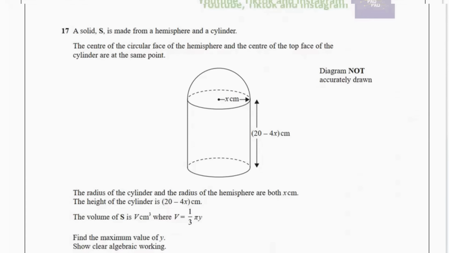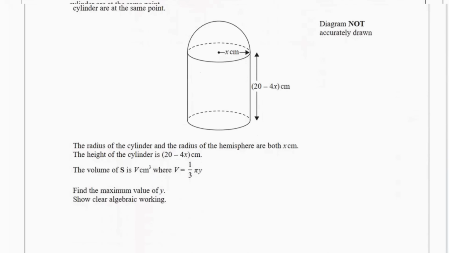So the solid S is made from a hemisphere and a cylinder. The center of the circular face of the hemisphere and the center of the top face of the cylinder are at the same point. The radius of the cylinder and the radius of the hemisphere are both x centimeters. The height of the cylinder is 20 minus 4x, and the volume of S, which is the entire solid, is given as V equals 1 over 3 pi y. We have to find the maximum value of y.